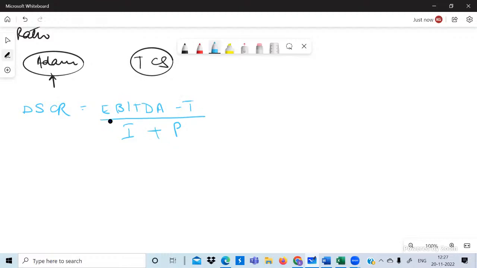Why do I take EBITDA? Why not, let's say, profit after tax or something like this? Why is it earnings before interest, tax, depreciation, amortization? Anyone? Why EBITDA?